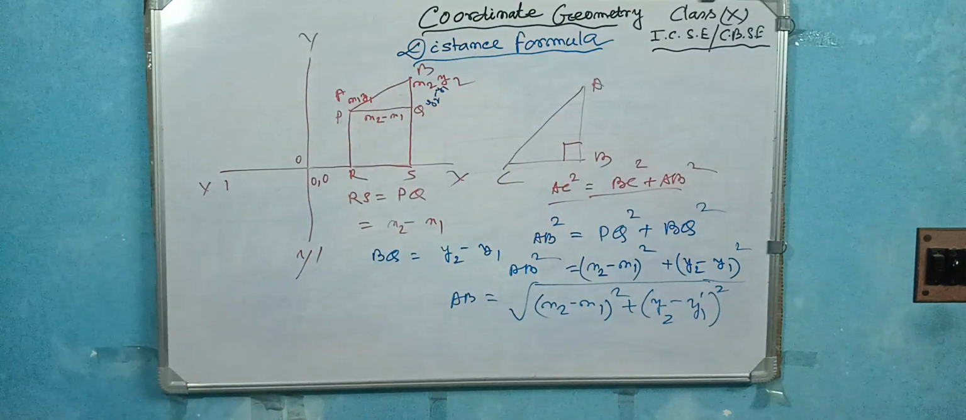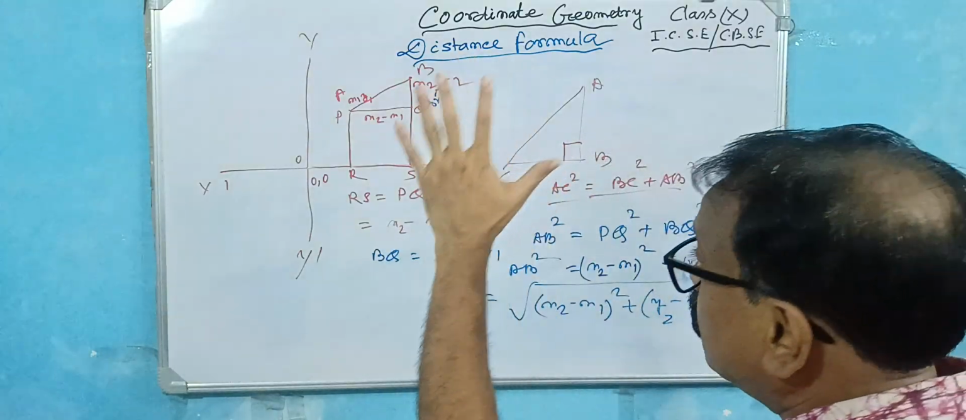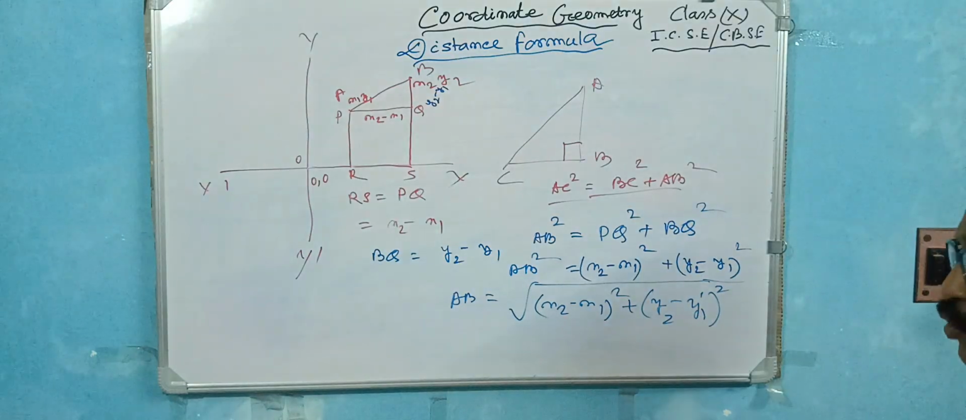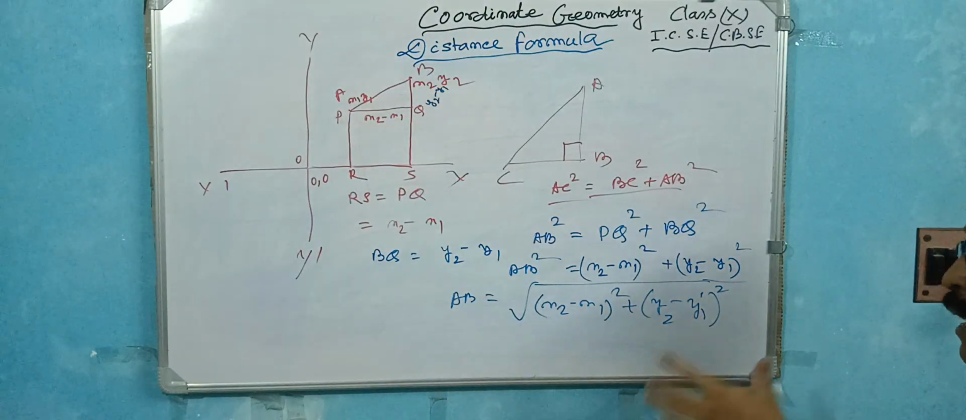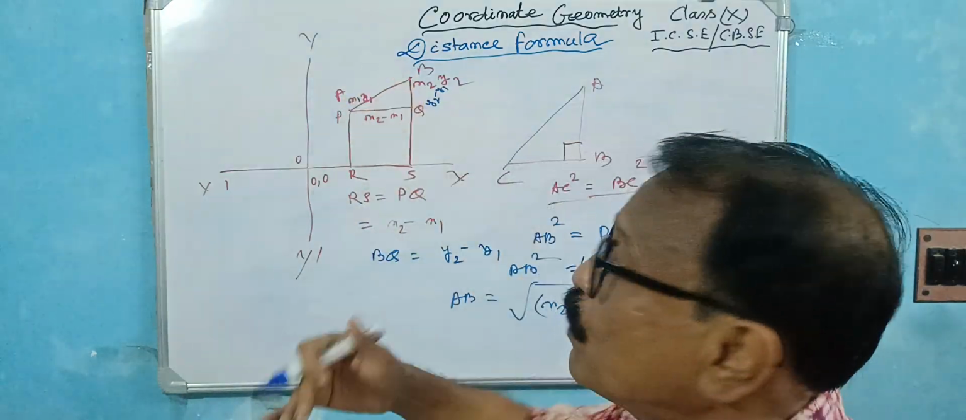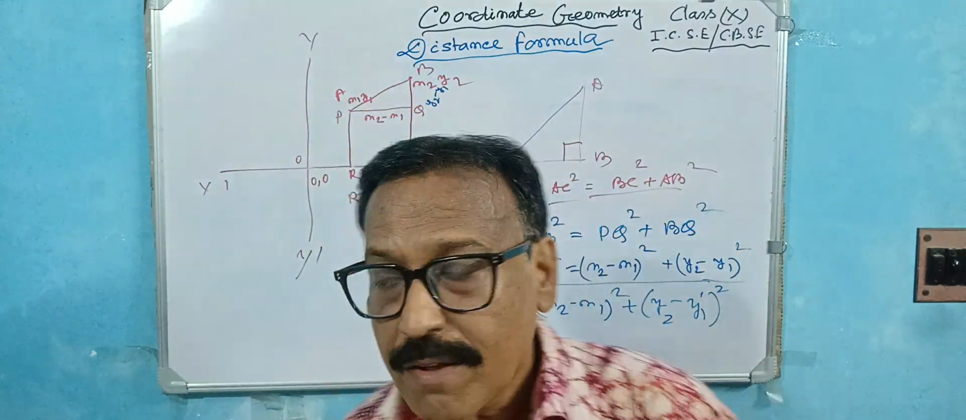In mathematical application, you just remember the formula. The distance formula is root over of x2 minus x1 whole square plus y2 minus y1 whole square. But the concept must be clear in which way the formula is developed. Okay? Is it clear?